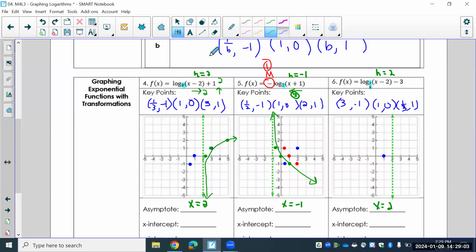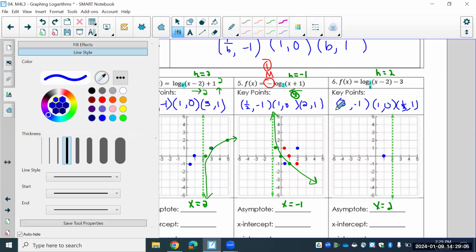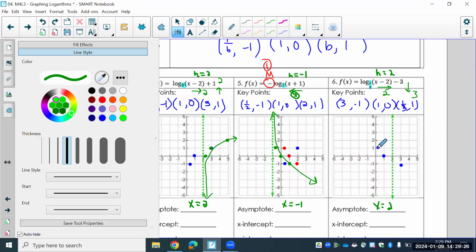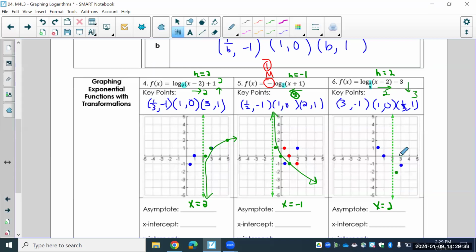Okay, so here on this one, we're going to put on these key points. This has a key point of 3, 1, 2, 3, -1. Then we have 1, 0, and then we have 1/3, 1. That feels kind of weird because it feels like we did it backwards. That's just another indication, again, that we have decay. So from there, we're going to shift the graph right 2 and then down 3 for each of the dots. Okay, so right 2, 1, 2, and then down 3, 1, 2, 3.